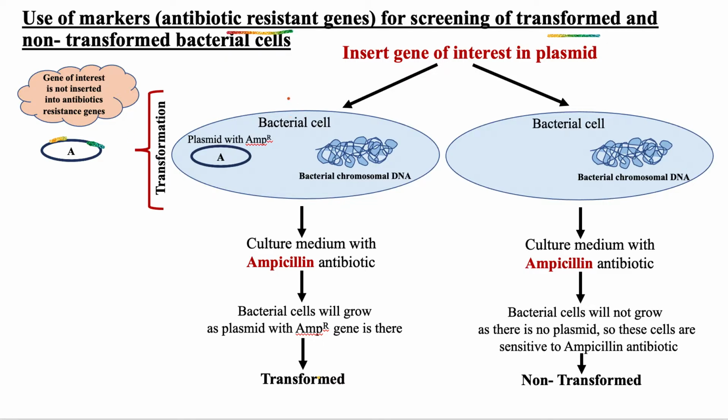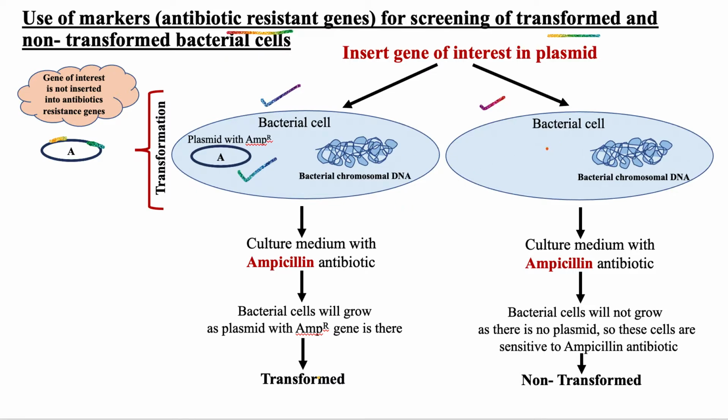Now what will happen when we do the transformation? We will get two different types of bacterial cells. One type of bacterial cell will be those that have taken up our gene of interest along with the plasmid, like this one. So that is a transformed bacterial cell. And the other bacterial cell did not take the plasmid with our gene of interest. So these cells are non-transformed bacterial cells.